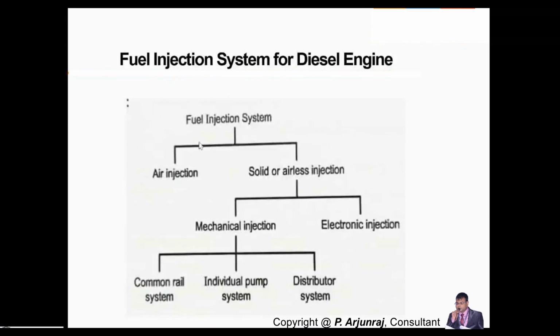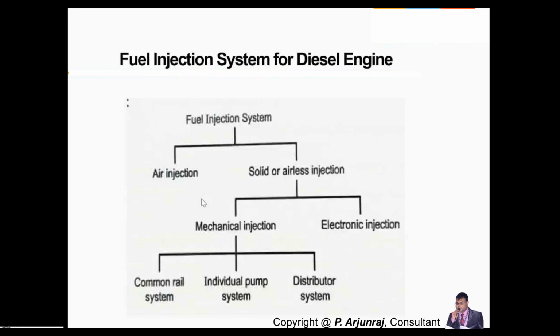The fuel injection system for a diesel engine consists of two methods. One is the air injection method, and one is the airless injection method. It's also called a solid injection method. This air injection uses an air compressor. You need a single stage compressor or multi-stage compressor to make the system inject the fuel.